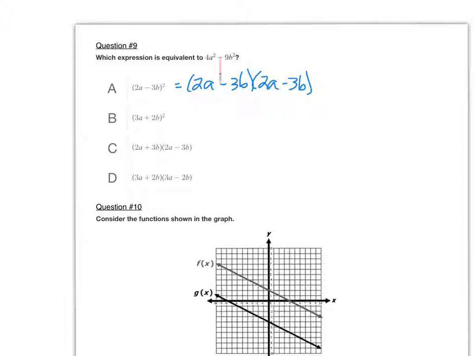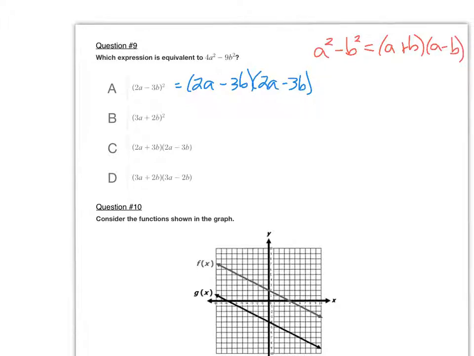So I have the difference of 2 perfect squares. We learned during the year that if we have a squared minus b squared, it comes from the binomial of a plus b times a minus b.